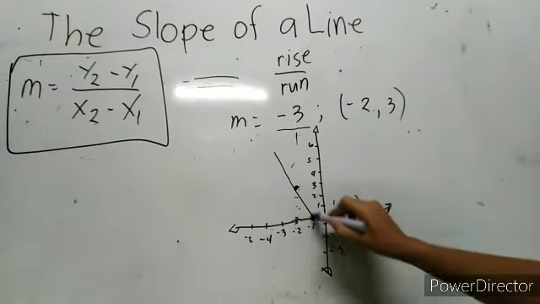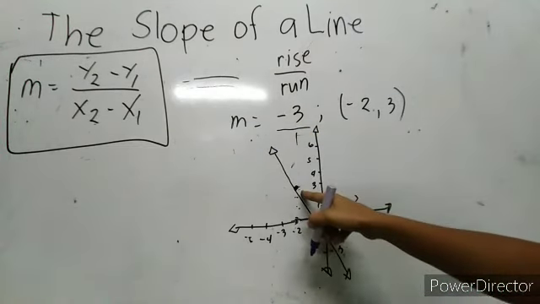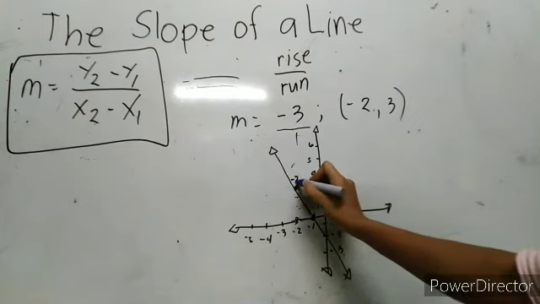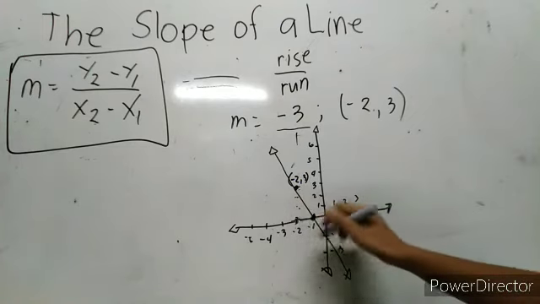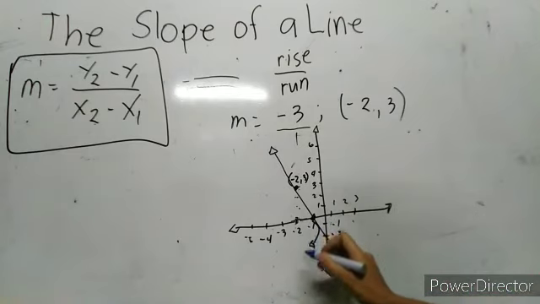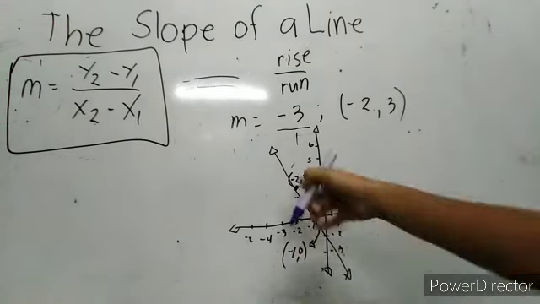Okay, let's connect the points. Again, let's label the point. This is negative 2 and 3, di ba? Then the other point, let's label it. Its x is negative 1. How about the y? 0. Okay. So that is now our line.